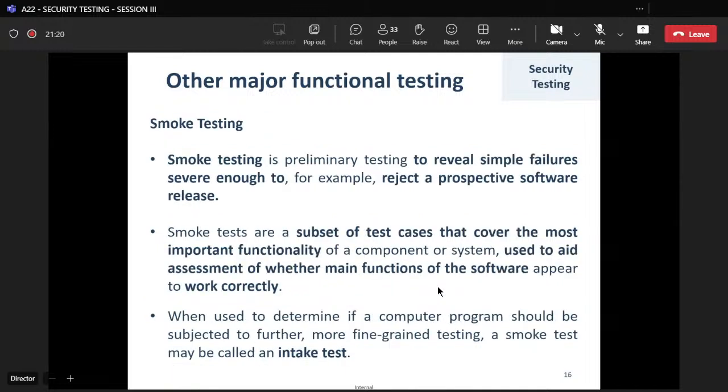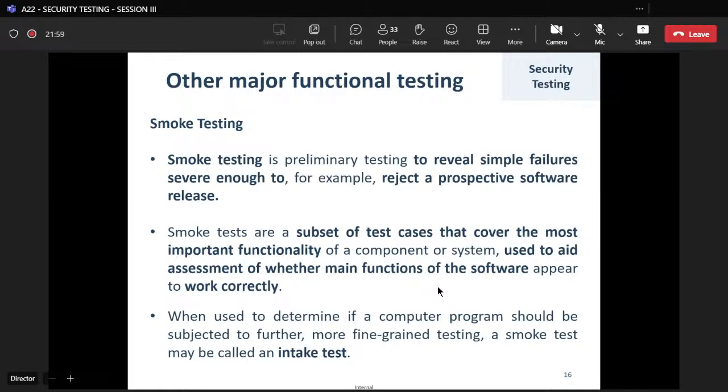Smoke testing. It is a very preliminary testing, you can say, which is used to reveal simple failures severe enough to reject a prospective software release. Many projects have been delayed to production because there is a failure in the smoke testing, because they test only the very critical requirements. Even if one of the modules fails, the release of the product will be delayed.